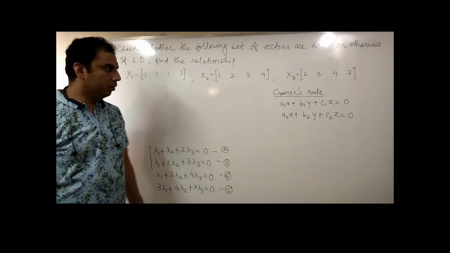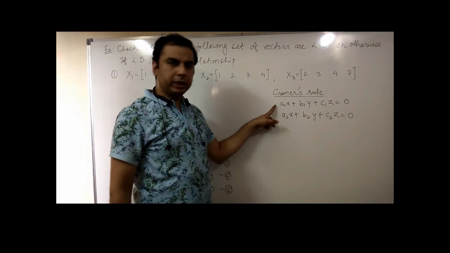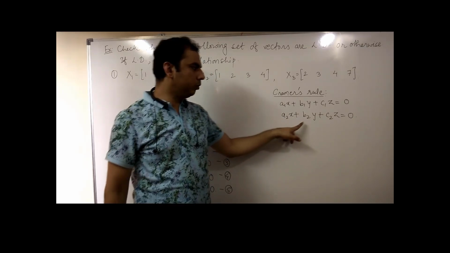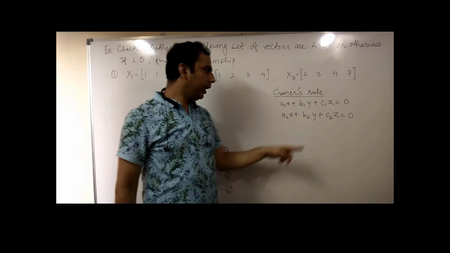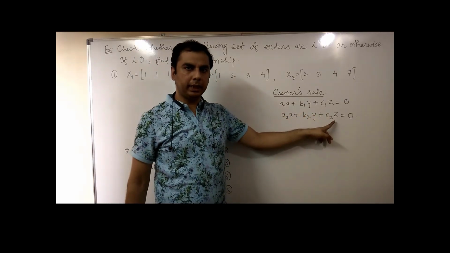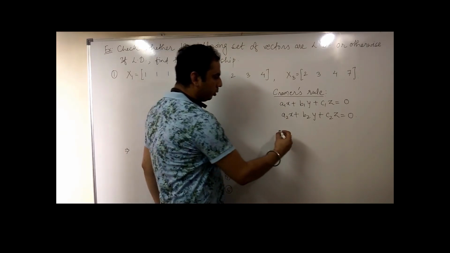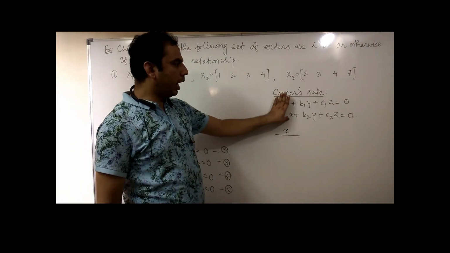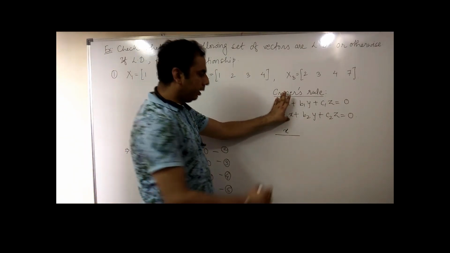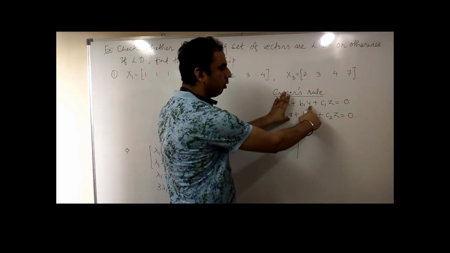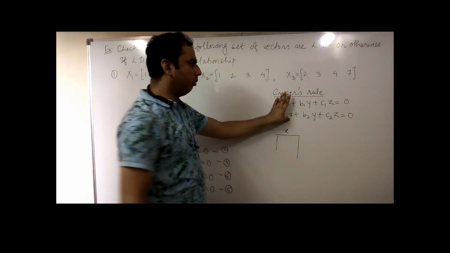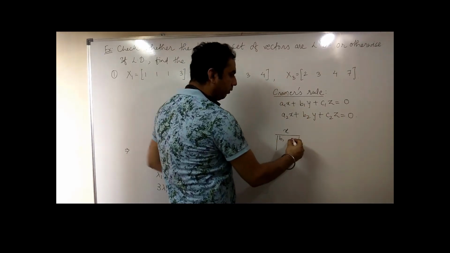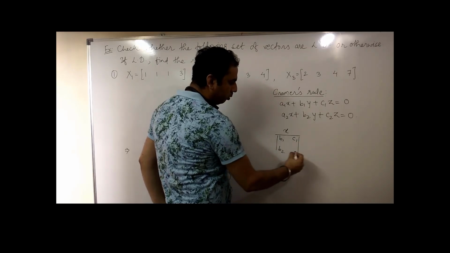So what is Cramer's rule? Suppose we are given two equations, a1x plus b1y plus c1z is equal to 0 and a2x plus b2y plus c2z is equal to 0, and you have to find the values of x, y, z. So by Cramer's rule, it is given by x upon, so you have to hide the terms of x and write the coefficients of y and z in determinant form. So it is b1 c1 b2 c2.